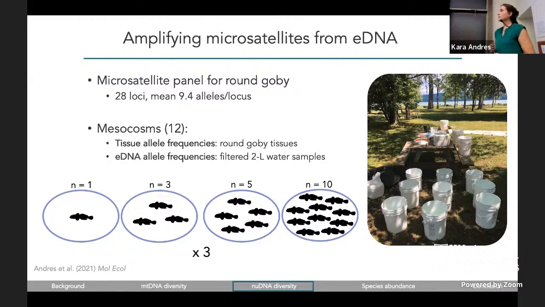And then we set up a mesocosm experiment. We had 12 mesocosms that had different densities of round gobies. So they had either 1, 3, 5, or 10 individual round gobies in each. And I collected round gobies from Cayuga Lake, which is in the background of that picture up there, and put them in these mesocosms, let them hang out for about an hour. And then I took an environmental DNA sample as well as a fin clip from each of the individuals in the mesocosms. So I had an eDNA sample as well as a tissue sample from all the mesocosms.